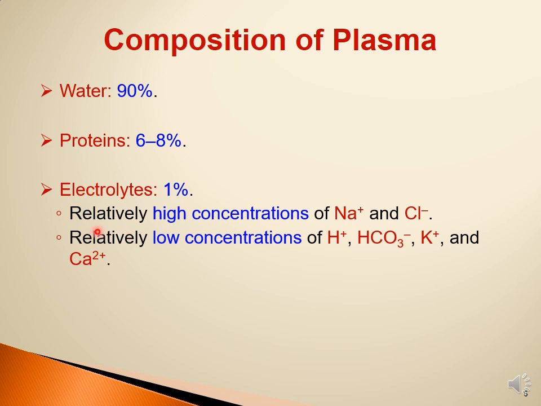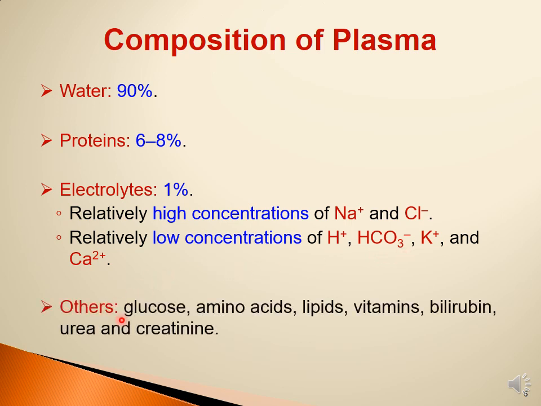So the plasma contains relatively high concentrations of sodium and chloride and relatively low concentrations of hydrogen, bicarbonate, potassium, and calcium. Then we have other molecules, either nutrients or waste products, in the form of glucose, amino acids, lipids, vitamins, bilirubin, urea, and creatinine.